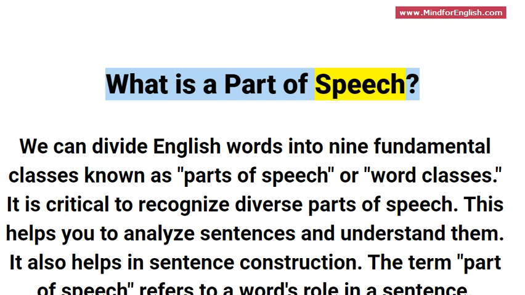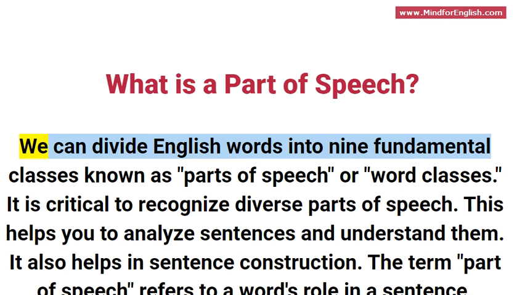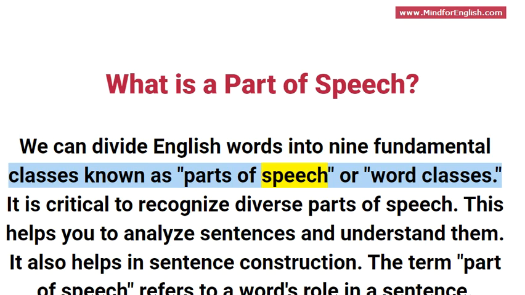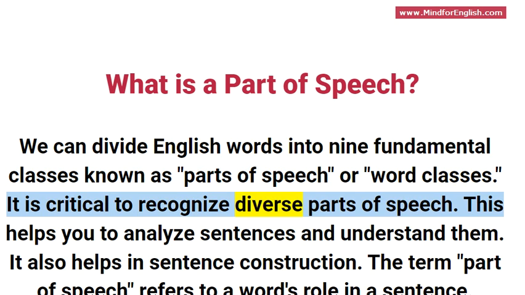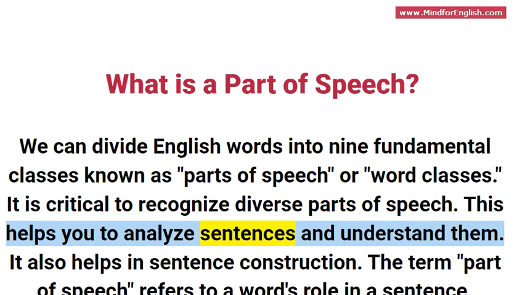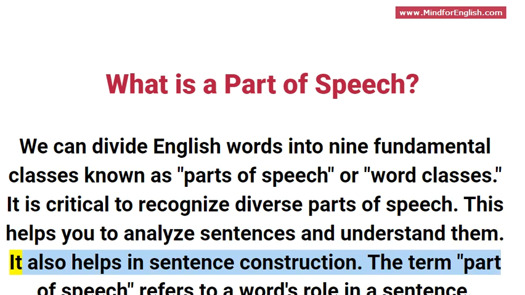What is a part of speech? We can divide English words into 9 fundamental classes known as parts of speech or word classes. It is critical to recognize diverse parts of speech. This helps you to analyze sentences and understand them. It also helps in sentence construction.